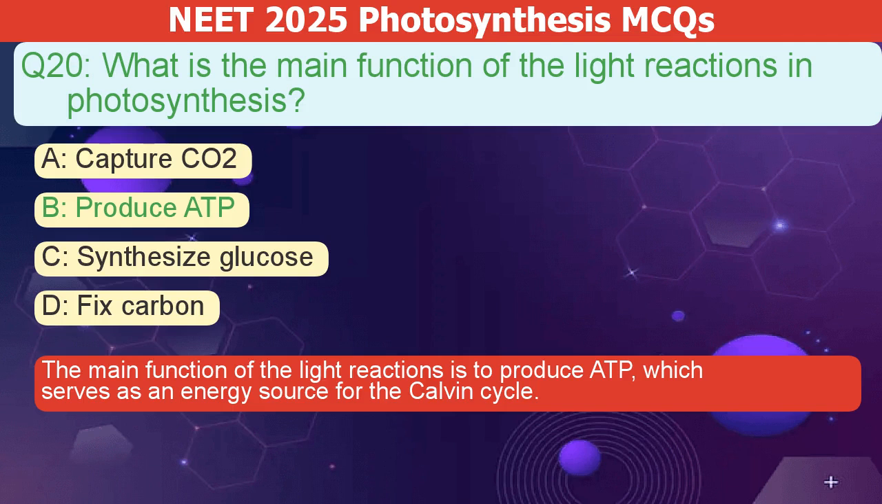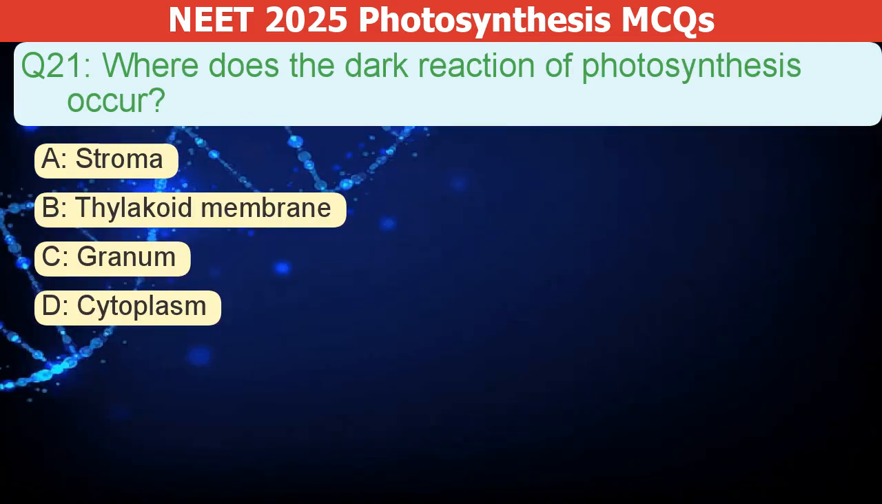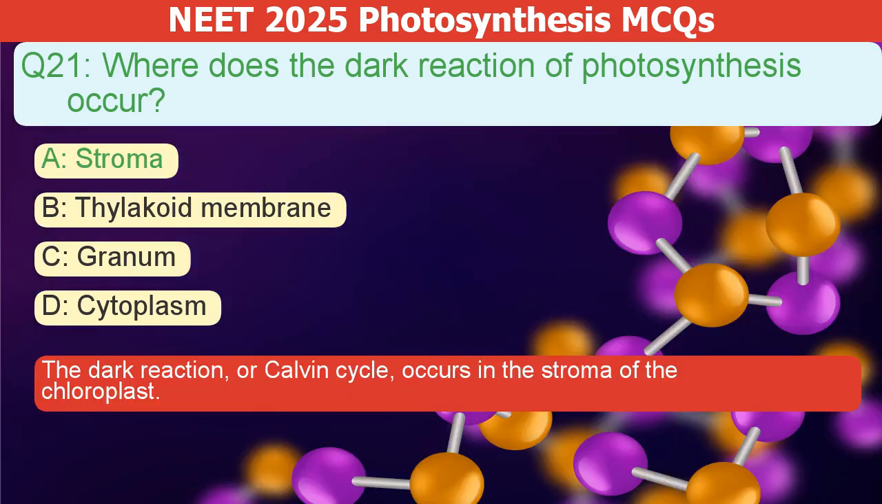cycle. Where does the dark reaction of photosynthesis occur? A. Stroma. B. Thylakoid membrane. C. Granum. D. Cytoplasm. The correct answer is A. The dark reaction, or Calvin cycle, occurs in the stroma of the chloroplast.